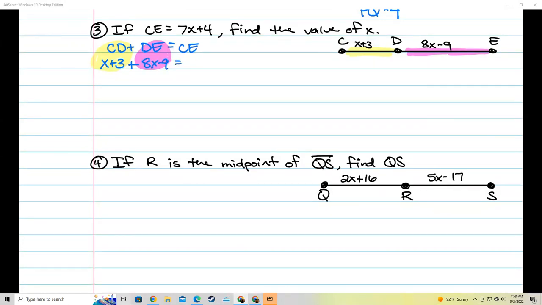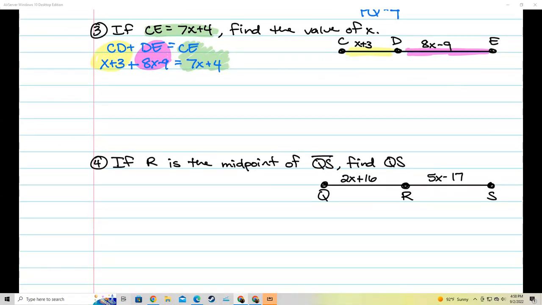Now CE, some of you guys are going to get stuck on this picture and say, oh no, they didn't tell me CE. However, they did tell me CE. They just told me in a different spot. They told me over here in the problem that CE is 7x plus 4. So CE, I can replace it with 7x plus 4. The 10th grade part of this problem is done.